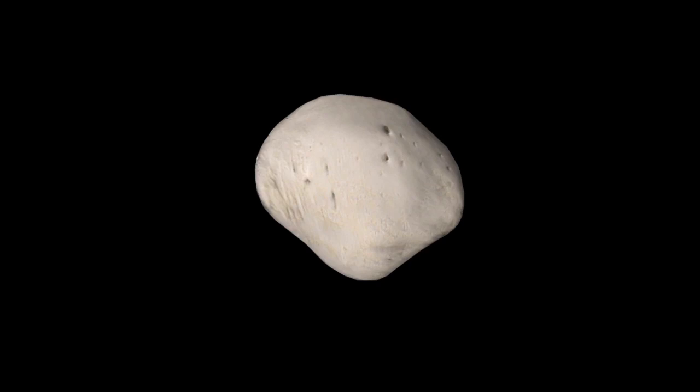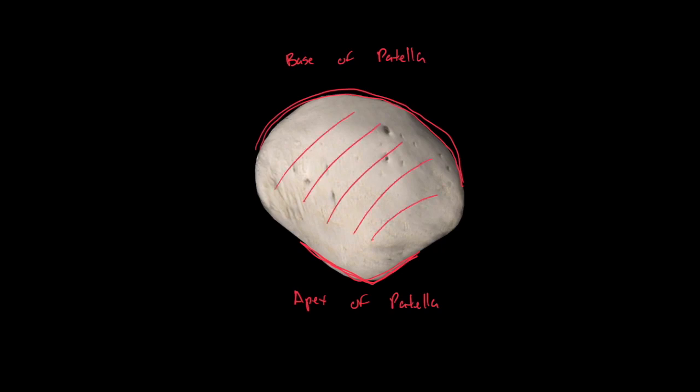So right here we have a patella, and there's only 4 anatomical landmarks that we need to learn on this bone. The first one being this portion right here. The superior portion of the patella is called the base of the patella. Now this very pointed area, this is called the apex of the patella. Now we're looking at the anterior aspect of the patella, meaning this surface right here is the anterior surface of the patella.